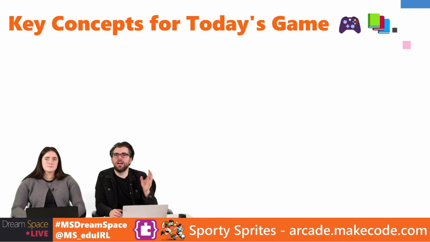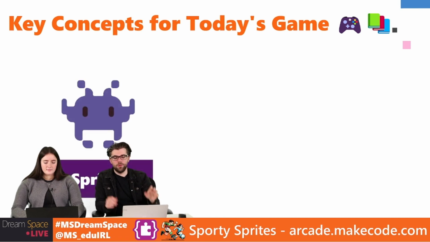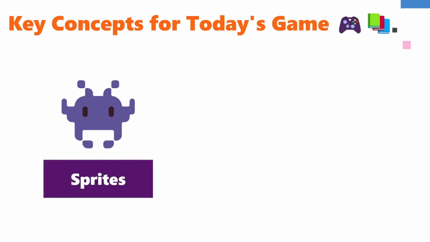So a couple things to look at. Our key coding concepts for today, Carla. We have 3 of them. The first one, something we mentioned earlier on, is sprites. So what exactly is a sprite? A sprite is basically the characters and the objects that you see moving around in the game. They can be players, enemies, or even things like trees and houses.